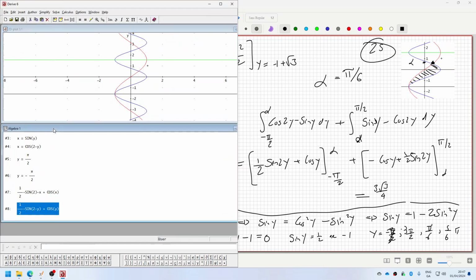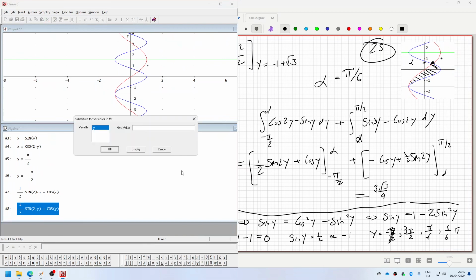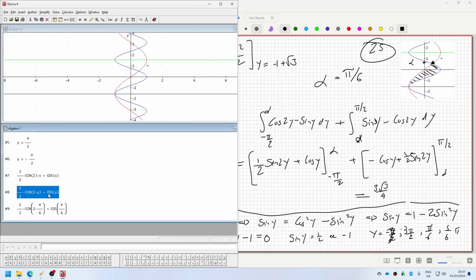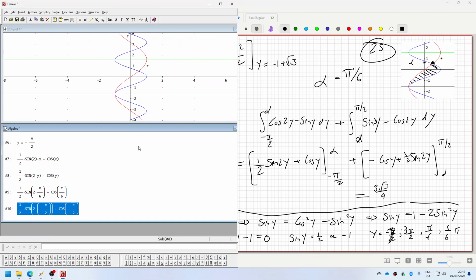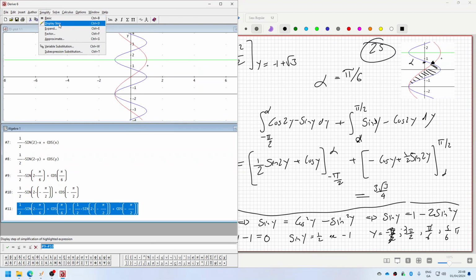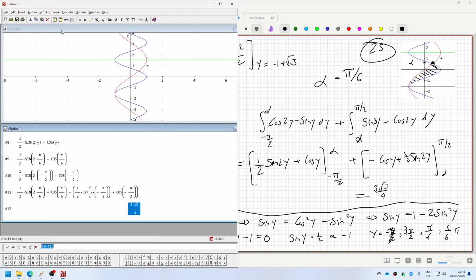Okay. So let's sub in pi over 6. Okay, and then let's sub in minus pi over 2. Okay, and it's 9 minus 10. So that one is root 3 root 3 over 4.